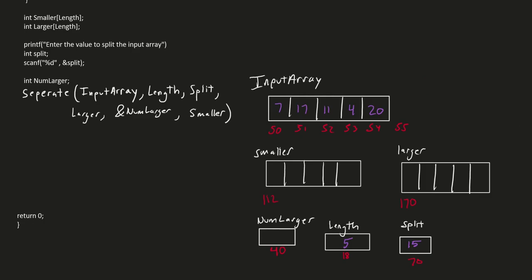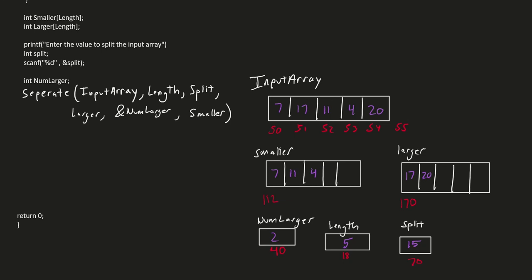So now we're back in main. Our function here just completed, so our code is here. And we'll assume that the function ran successfully. So if our splitter value is 15, we'd have 7 here, 17 here, 11 here, 4 here, and a 20 here. How many larger values did we find? We found 2 of them.